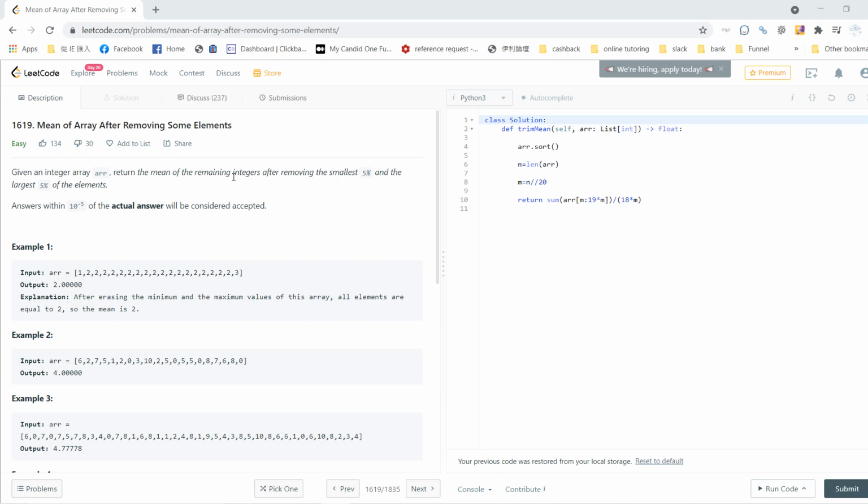So in this video, let's solve 1619, called Mean of Array After Removing Some Elements. Given an array, return the mean of the remaining integers after removing the smallest 5% and the largest 5%.